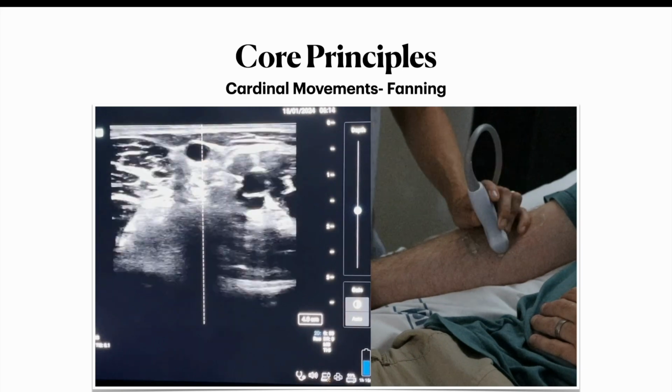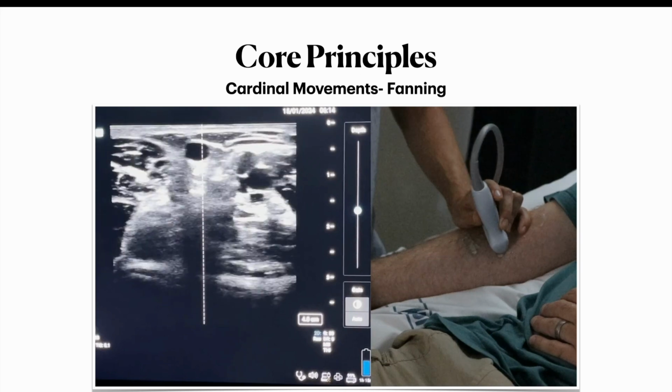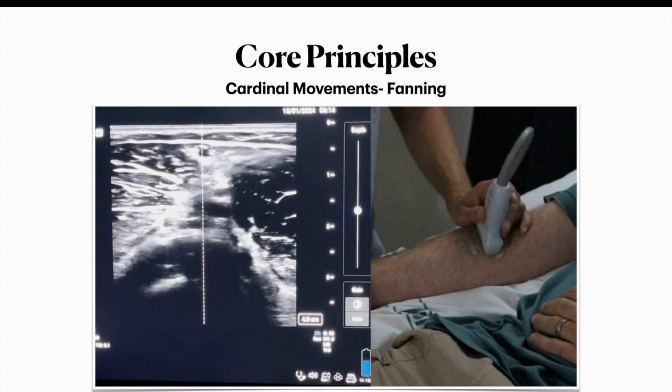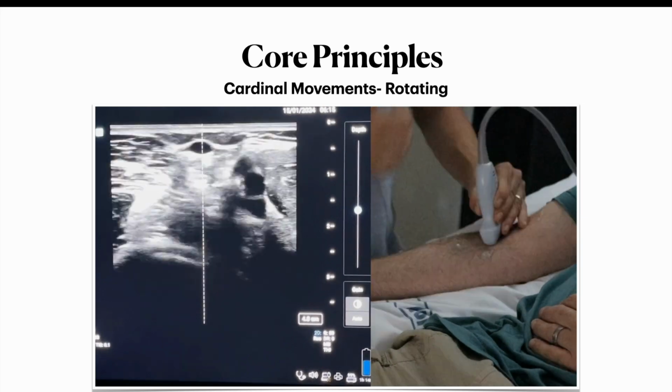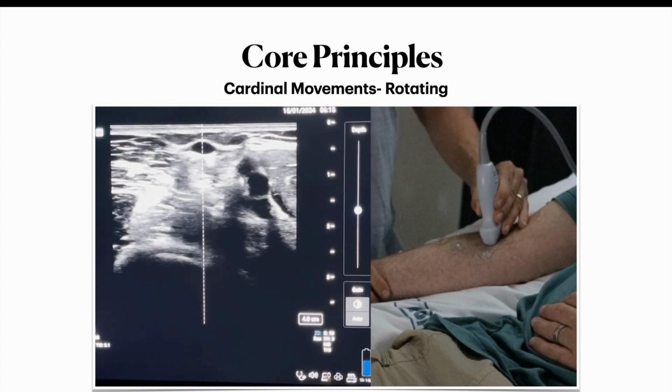Similarly to our vertical sliding, we can also perform fanning, which allows us to look both proximally and distally. This is easily performed by keeping the probe in its location and tilting it both proximally and distally. Our final cardinal movement is known as rotating, and it is exactly as it sounds. You can either rotate the probe in a clockwise or counterclockwise direction.